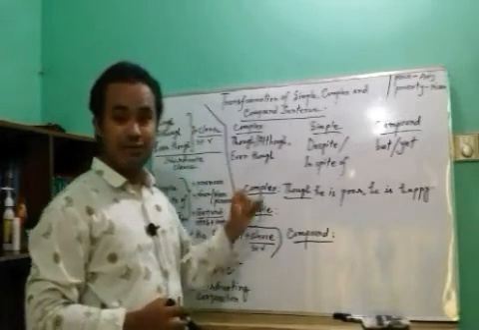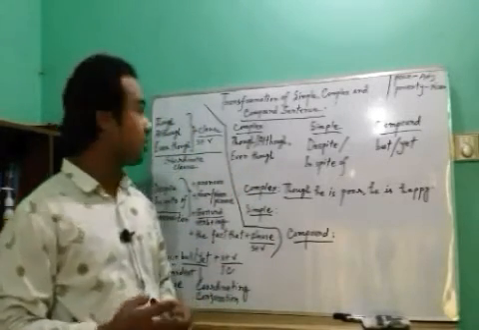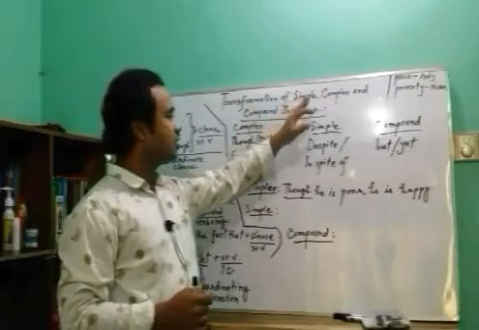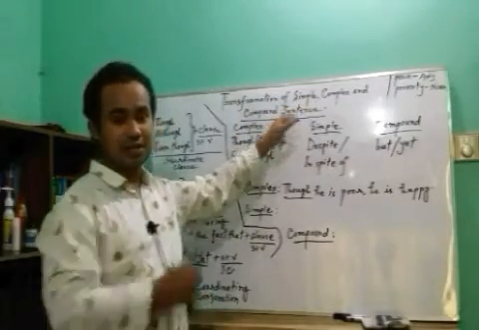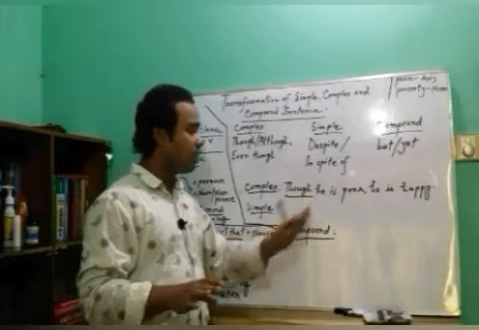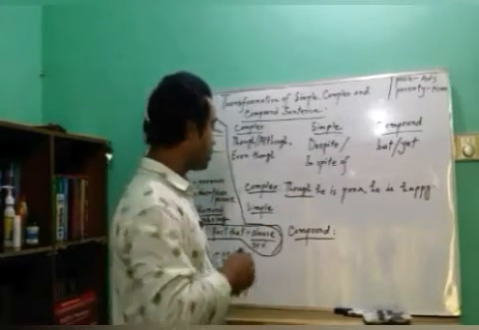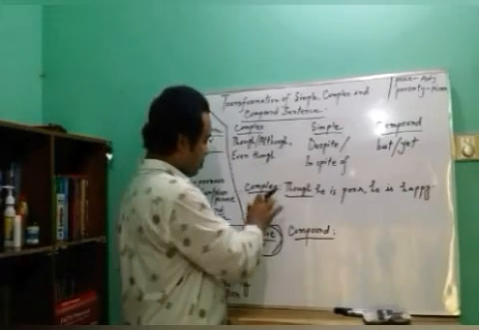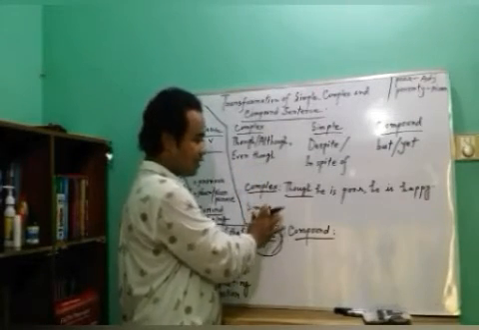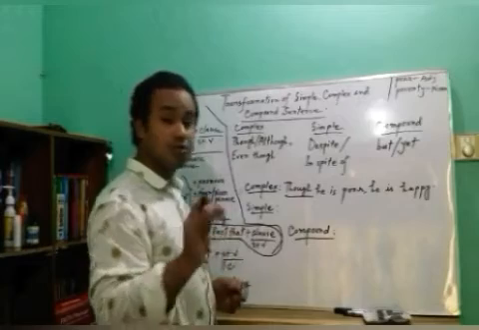So in today's video, I'm going to talk about transformation of simple, complex and compound sentence. This one: Though he is poor, he is happy. This is a complex sentence, right? So to make it a simple sentence, we have to go through some procedures.